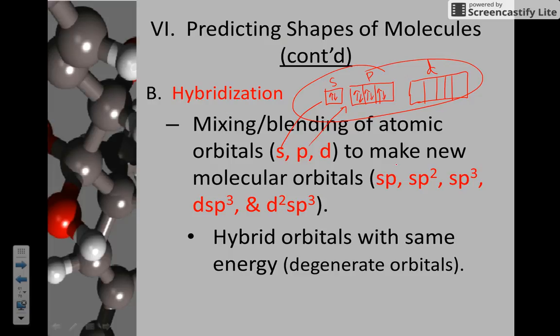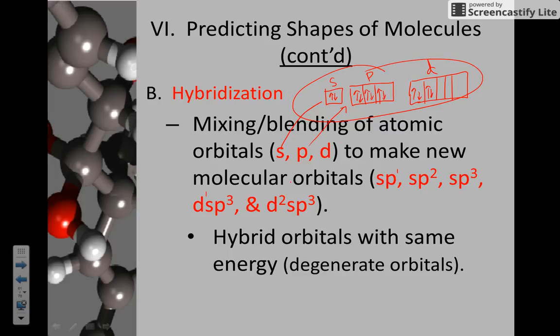So we blend the orbitals to make an sp orbital, an sp2 orbital, an sp3 orbital, and we're also going to be blending some of the d orbitals with our expanded octets. So the d, meaning you're using one of your d boxes, the s and all 3 p boxes, is called dsp3, and the d2sp3, where you use 2 of your d orbitals, to hold electrons.